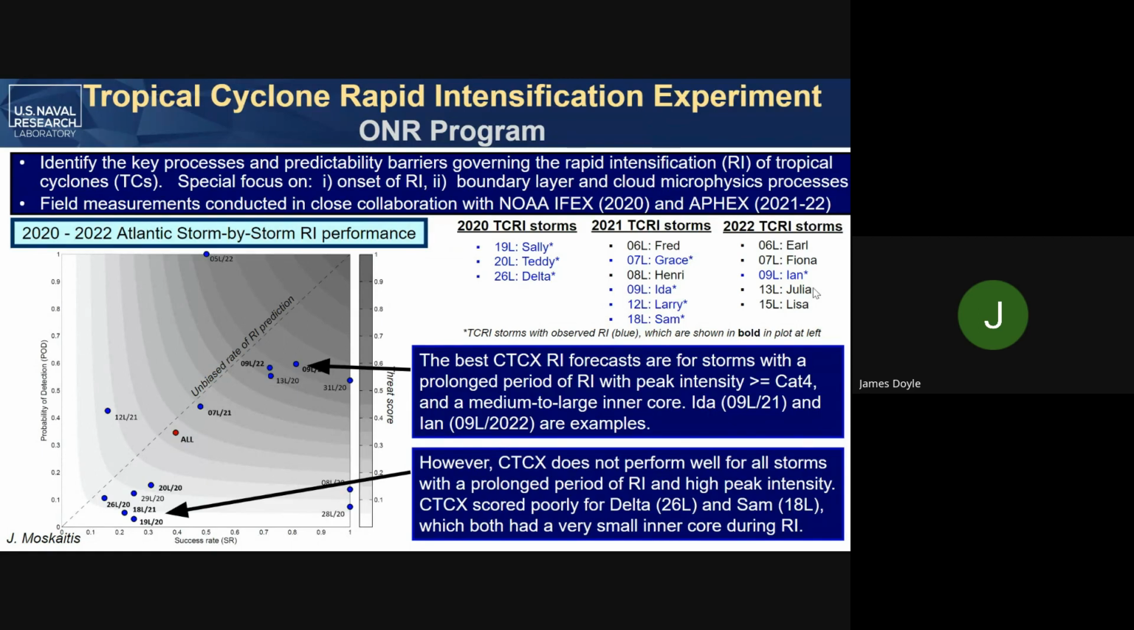And there are a class of storms for COAMPS-TC, as well as other models like HWRF and HMON, where the RI forecasts for storms are actually quite good. A prolonged period of RI, typically peak intensity is rather strong, Cat 4 or above, medium to large inner cores, the models seem to do quite well on. And then there's another class of storms, COAMPS-TC and other dynamic models seem to struggle with, and these include storms like Delta and Sam. Last year, both had small inner cores during RI. Some of them had complicated shear patterns, which was true of Delta. Next, please.